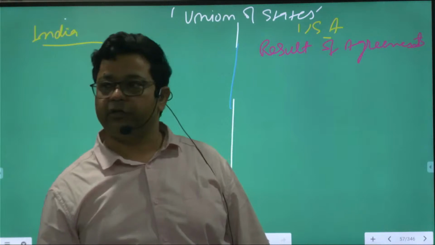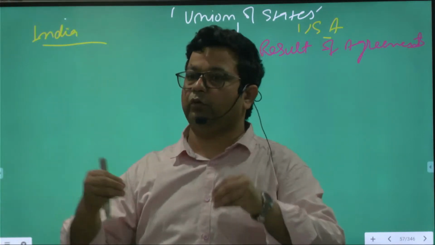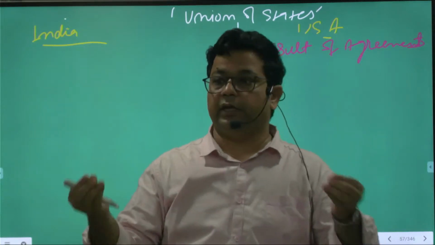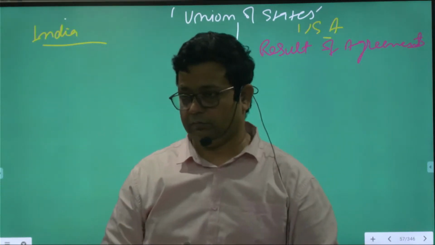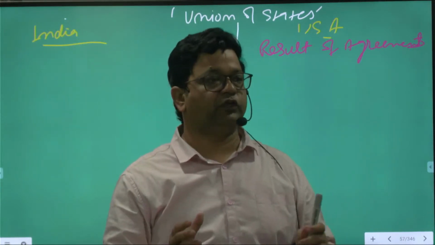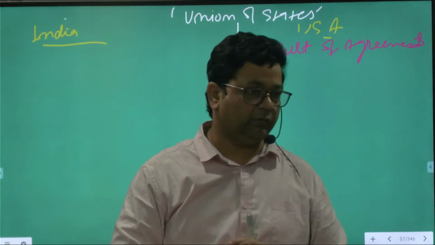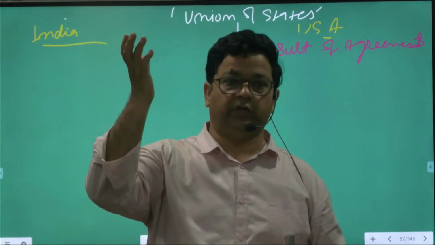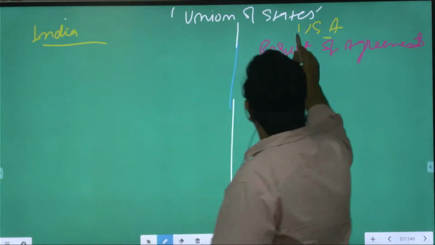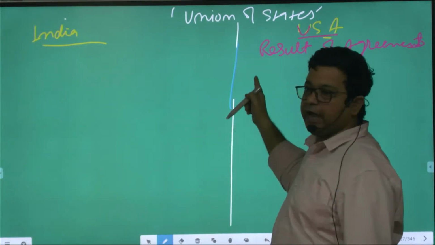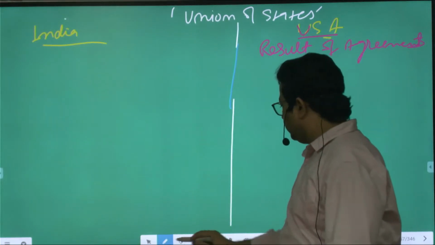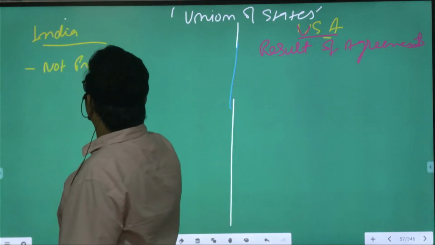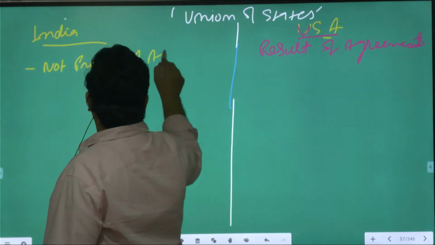What does it mean? It means all the states, all the independent and sovereign states, came together and made an agreement that we should be together. So let's make an agreement. Through that agreement between all the states, they created one union. So the Union of States in the United States is a result of agreement. But the Union of States in India is not a product of agreement.